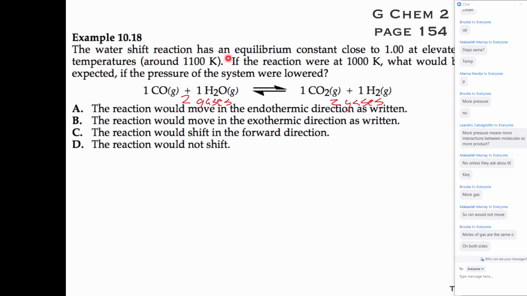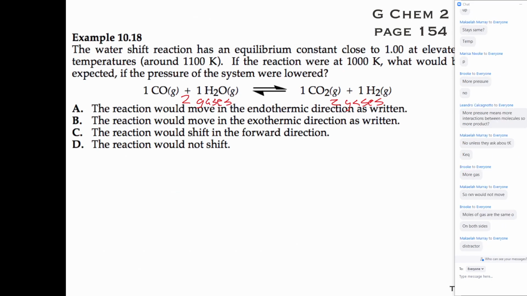This completely useless first sentence, does it tell you anything you need to know about what's going to happen if you lower or raise the pressure? So would this first sentence qualify as useful or is it a distractor? It's a distractor. It's just there to give you useless information. So the reaction will not shift. Do they ever do that? Does the MCAT really do that sort of thing? Do they actually give you distractors?